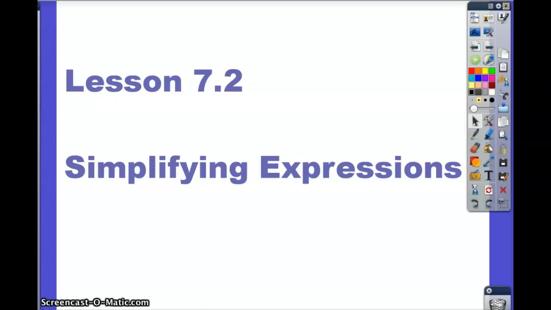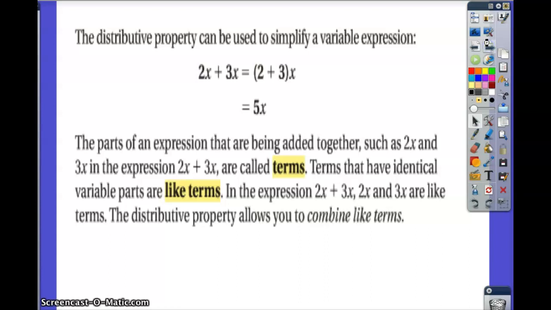This is lesson 7.2, simplifying expressions. The distributive property can be used to simplify a variable expression. When you have 2x plus 3x, you can put 2 plus 3 in parentheses times the x using the distributive property. Then you just add the 2 and the 3 and you get 5 times the x, which is 5x. So that 5x would be your simplified expression of 2x plus 3x.